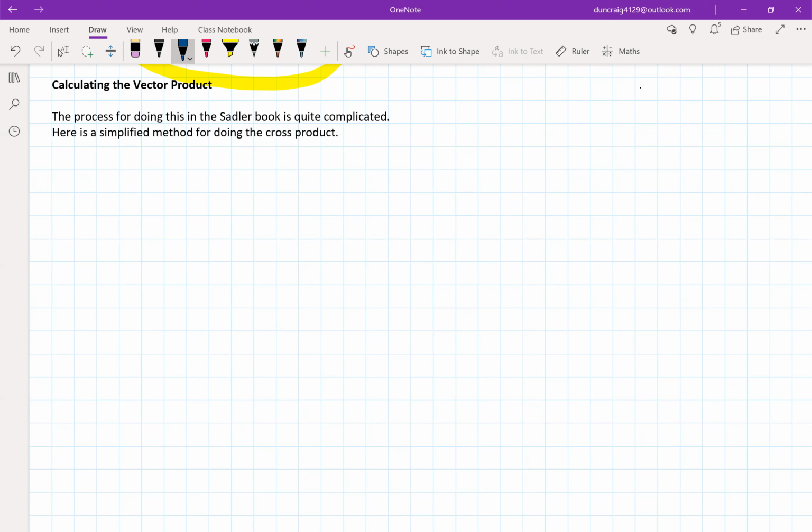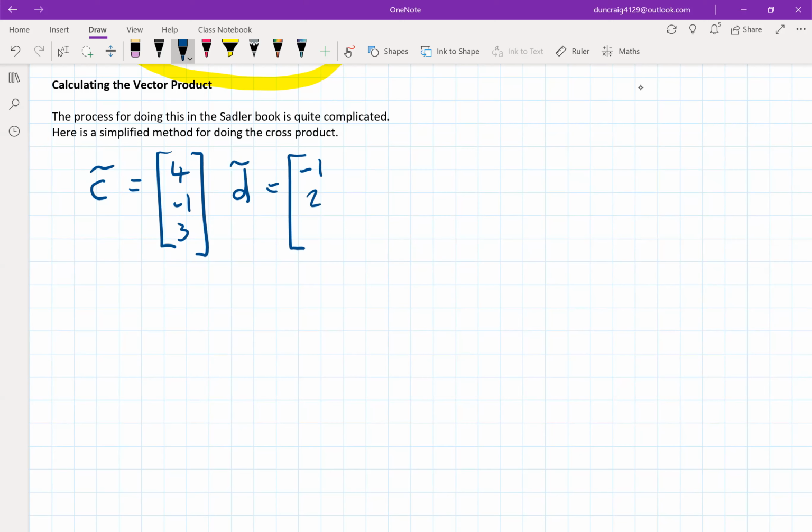I'm going to write out a question for you. Forgive me if my handwriting's terrible. Let's just say we've got the vector C, and that's going to have the position 4, -1, and 3. And then I've got vector D as well, and vector D has position -1, 2, and -1. Okay, so three-dimensional vectors. You've got I, J, and K reading downwards.